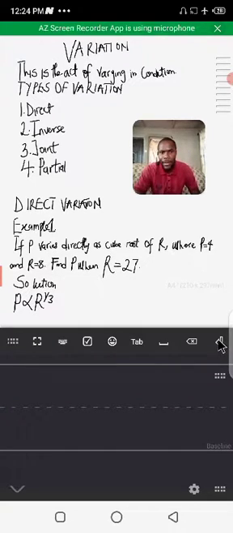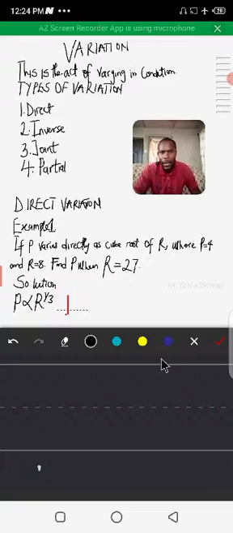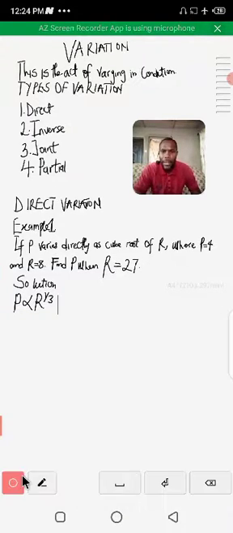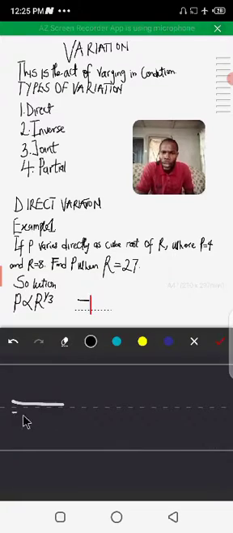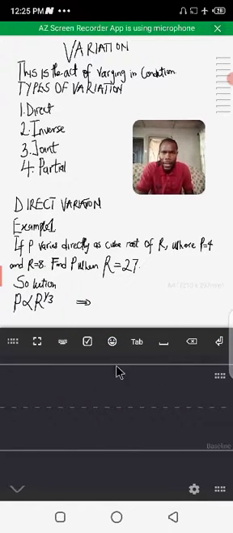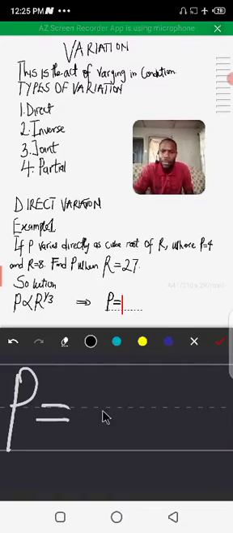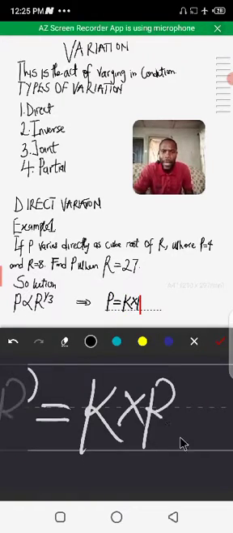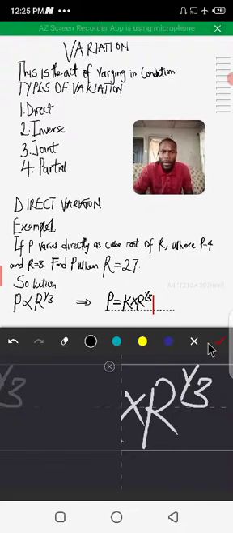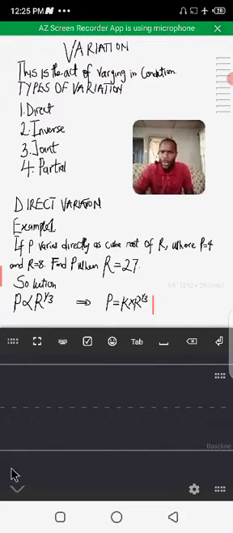You will now write it that if P varies directly as the cube root of R, we continue, which implies that P is equal to the constant value multiplied by the cube root of R. We call this the relationship between them.